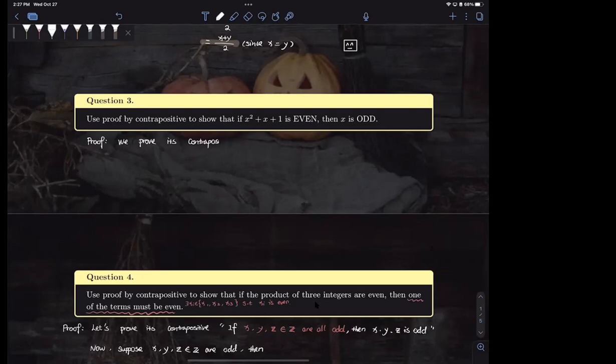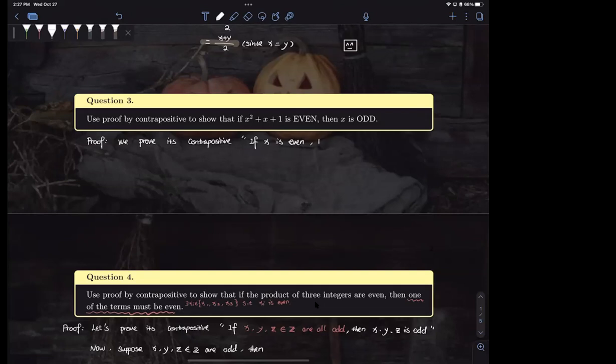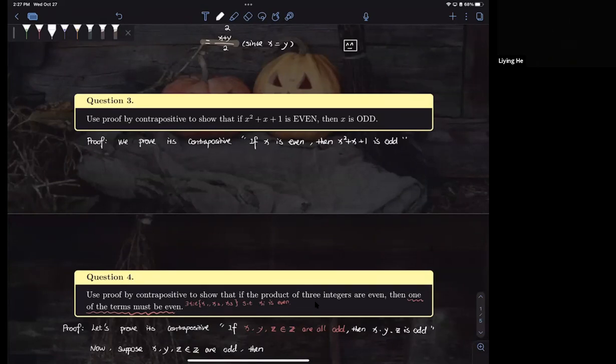Isn't it going to be if x is even, then that whole statement is odd? Yep. Okay, if x is even, then x squared plus x plus 1 is odd. Since x is even, what can we write it as? x equals 2k. Anything else? Make sure you complete. What is k?